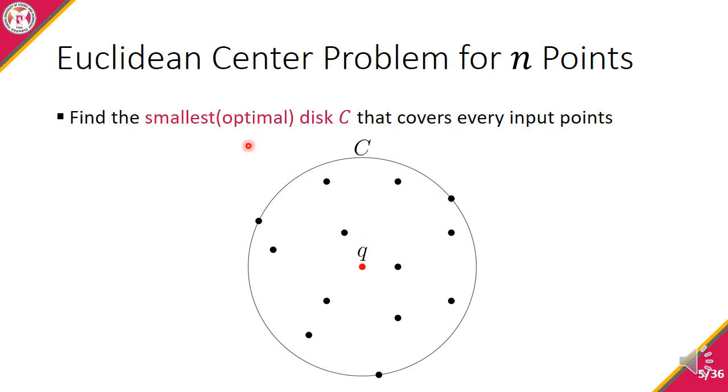This is equal to the following problem: finding the smallest disk C that covers every input point. Because the center of disk C is equal to the center point Q of the previous problem. This problem is an optimization problem because we have to find the optimal solution.